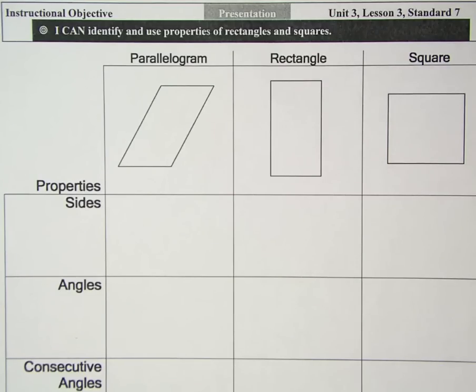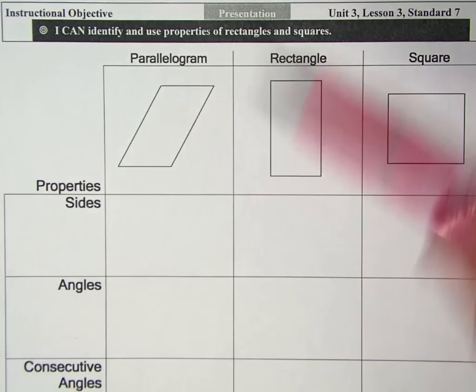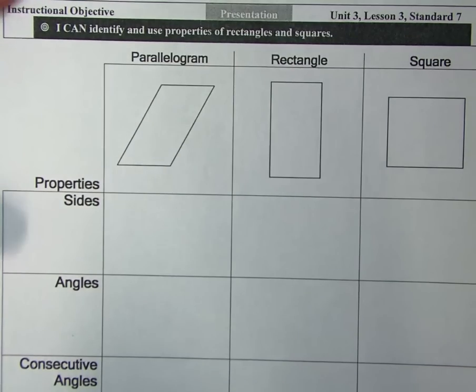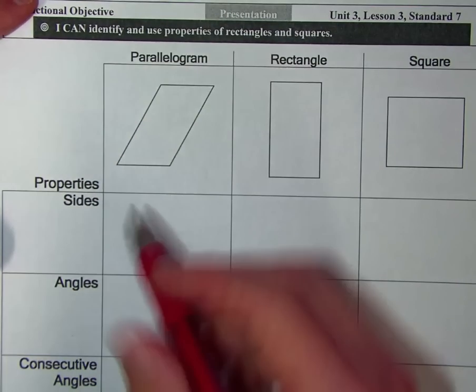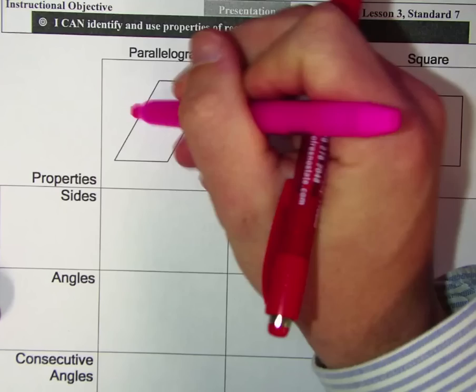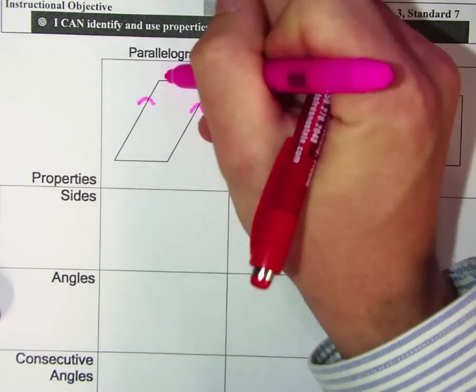Geometry, Unit 3, Lesson 3. I can identify and use properties of rectangles and squares. So, we know the parallelogram. Let's do a very quick review for parallelogram. They have opposite sides are parallel.